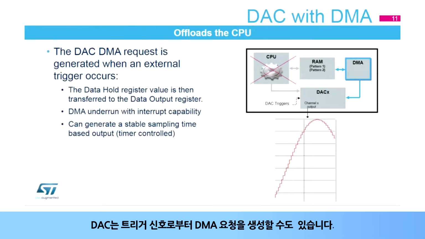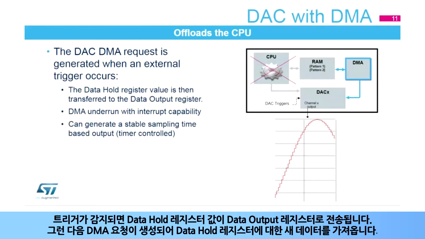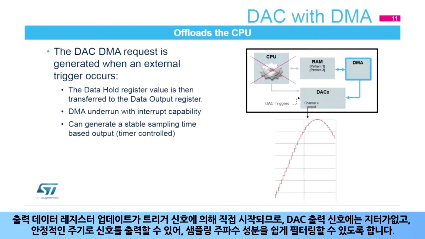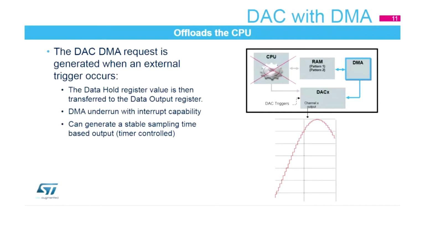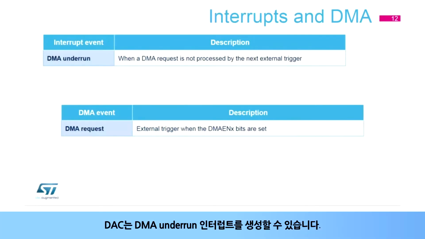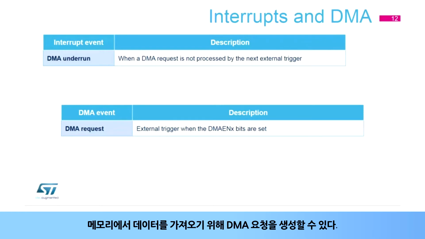The DAC can also create DMA requests from the trigger signal. Once a trigger is detected, the data hold register value is then transferred to the data output register. Then the DMA request is generated to obtain the new data for the data hold register. As the update of the output data register is initiated directly by the trigger signal, the DAC output signal will not have jitter, so that it can create a stable sampling time signal output, making it easy to filter out the sampling frequency. The DAC can generate a DMA underrun interrupt. To transfer data from memory, a DMA request can be generated.